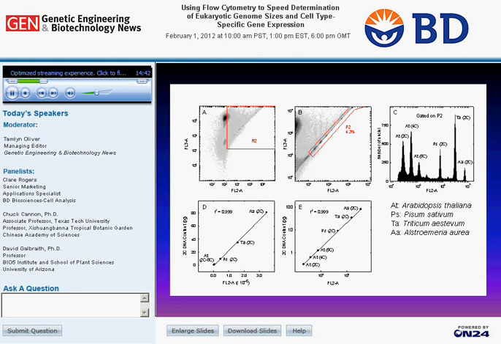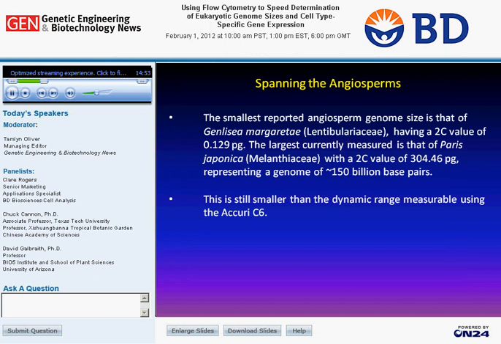In other words, the propidium iodide fluorescence that is measured by the instrument accurately tells us the amount of DNA that's present. So on the next slide, if we think about spanning the angiosperms, the smallest angiosperm genome size is that of Genlisea margaretae, which is a carnivorous plant, has a very small DNA content, 2C value of 0.129 picograms, so that's about a third that of Arabidopsis. The largest currently measured is that of Paris japonica, which has a 2C value of 304 picograms.